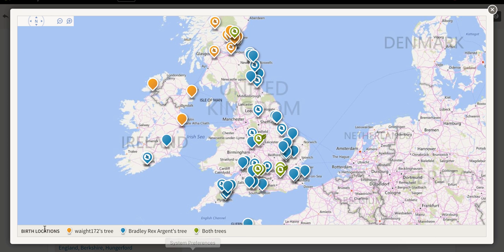Okay, one of the things you'll notice is it's color coded. So these orange ones, if you like, down here, are ones that are in my matches' trees. The blue ones are in my tree, and the green ones are in both our trees. And you might notice some of these green ones have got a little shaky leaf on them. That's because they have a hint in them.